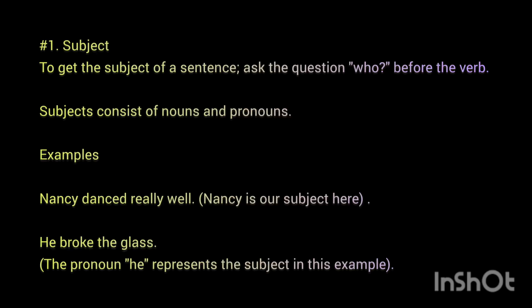Number one, subjects. To get the subject of a sentence, ask the question who before the verb. Subjects consist of nouns and pronouns. Examples: Nancy danced really well. Nancy is our subject here. He broke the glass. The pronoun he represents the subject in this example.